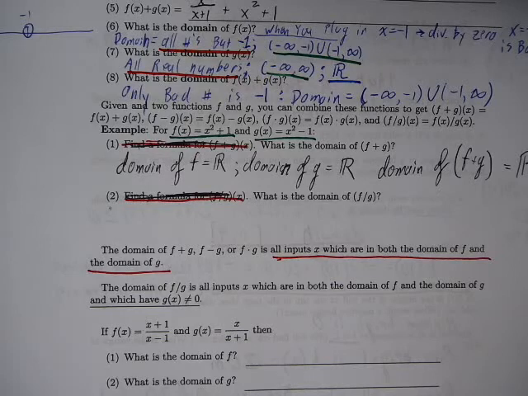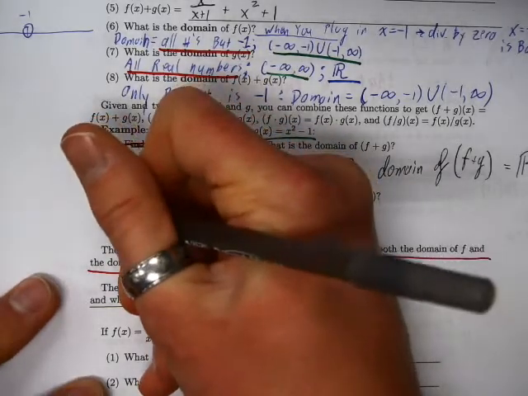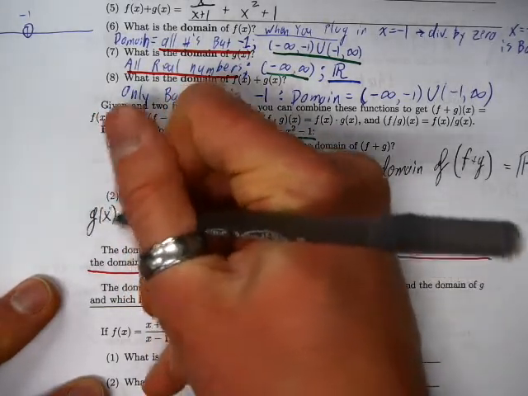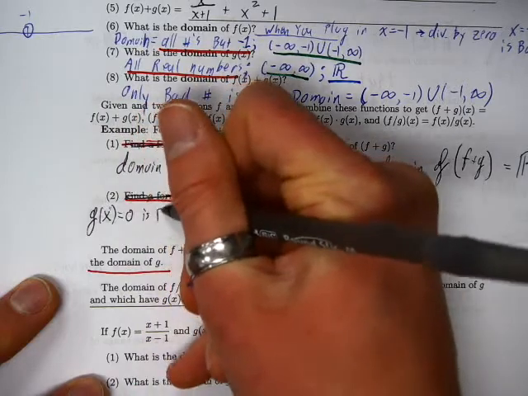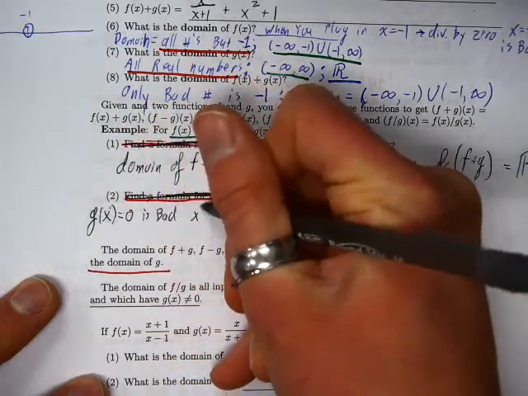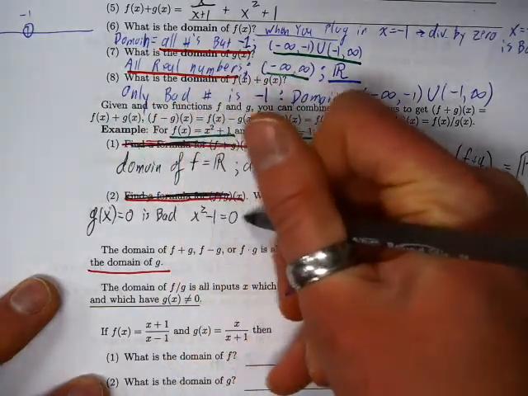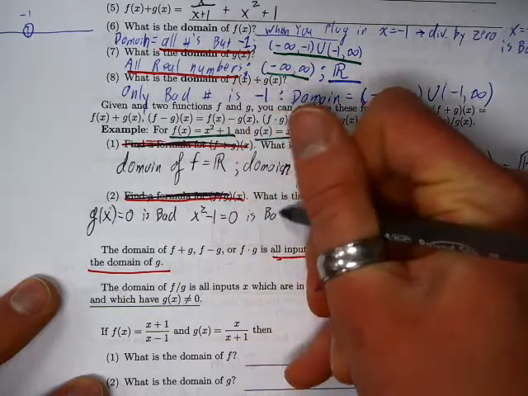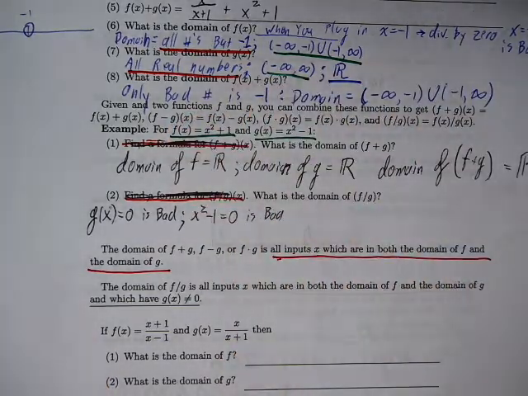Well, it's like the line right above, right? All real numbers. What's the domain of g? All real numbers. So we just need to figure out when g of x is equal to 0. When is the denominator 0? So g of x equal to 0 is bad. So x squared minus 1 equal to 0 is bad. When is x squared minus 1 equal to 0?